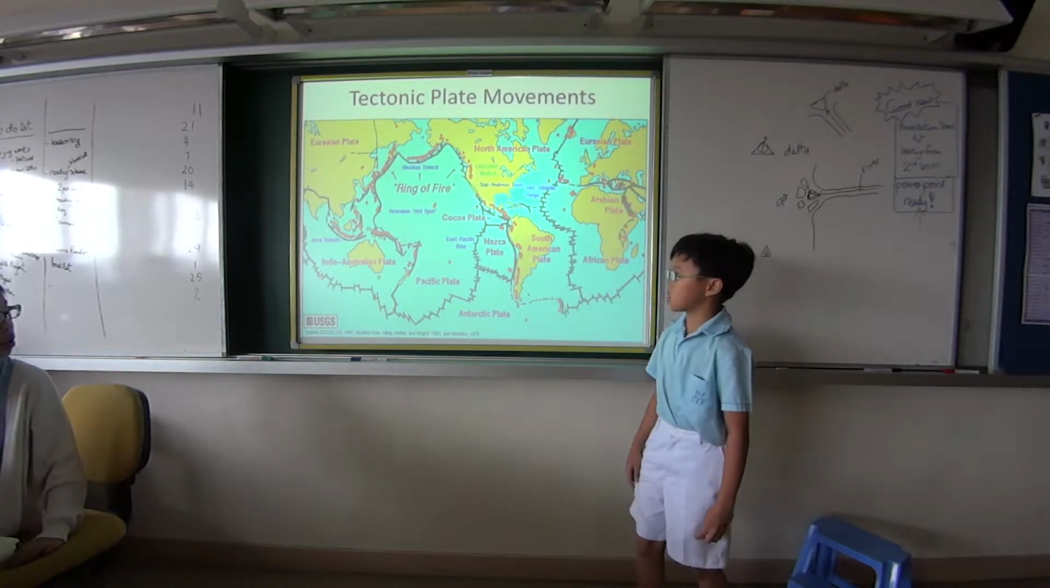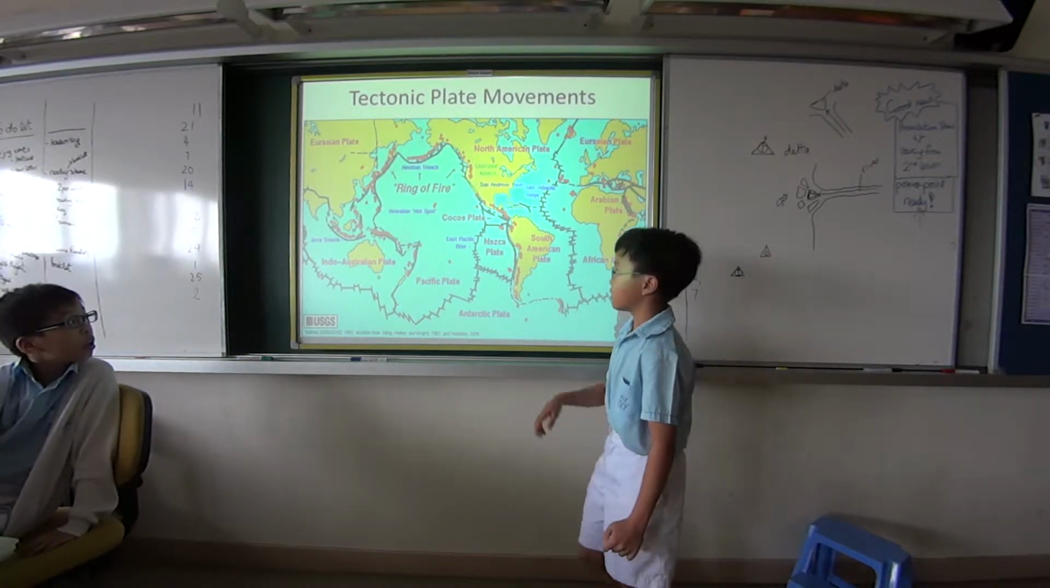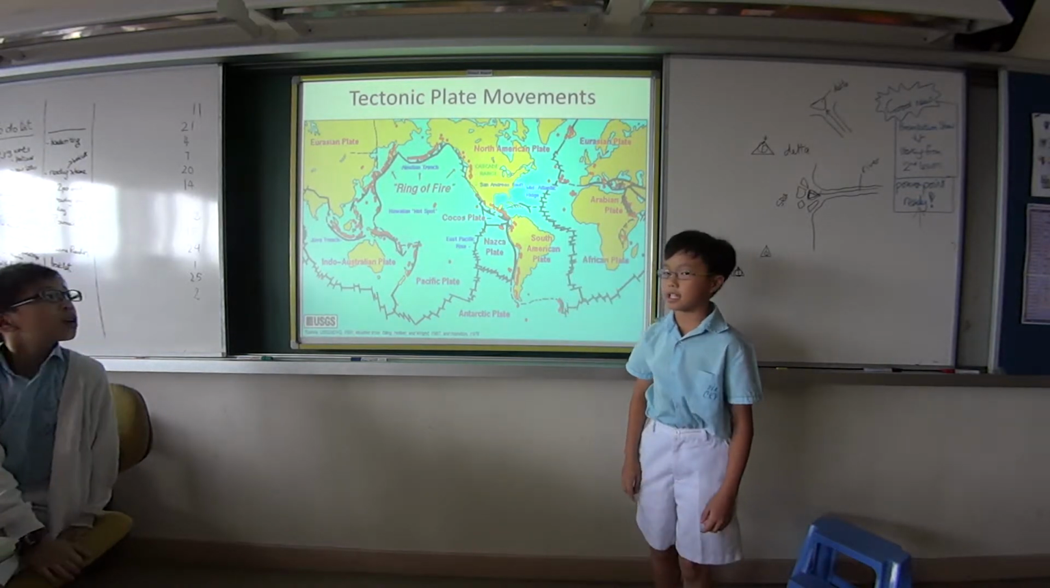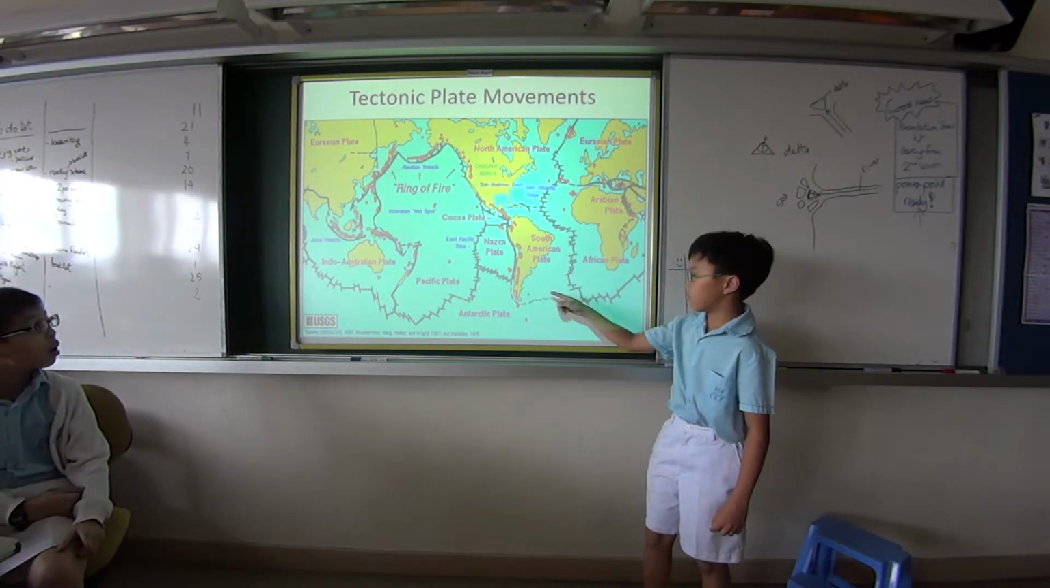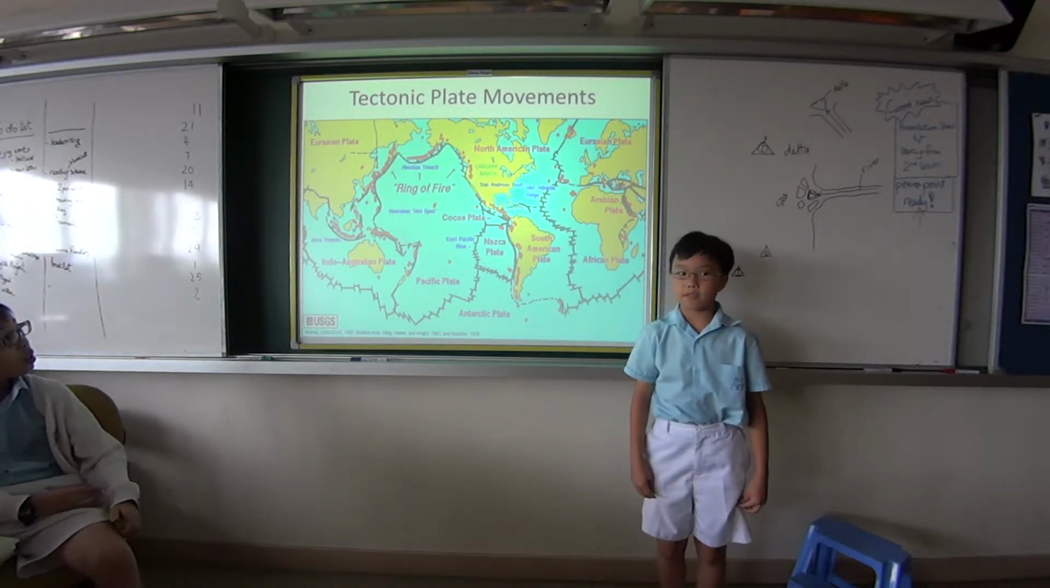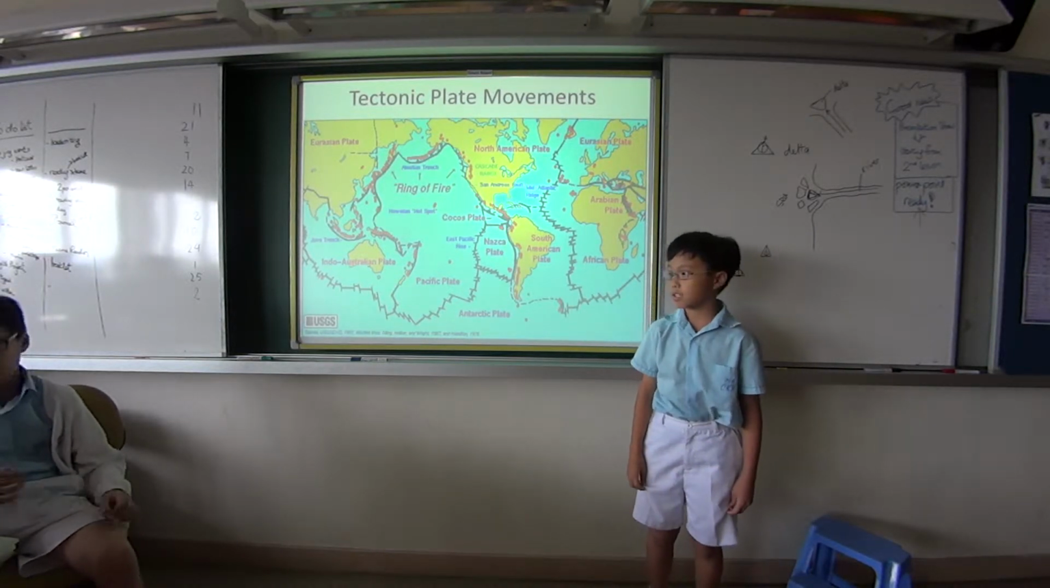This picture shows how the tectonic plates move around. These arrows up here show where the tectonic plate is heading for. The red dots here show where earthquakes often happen. Next.